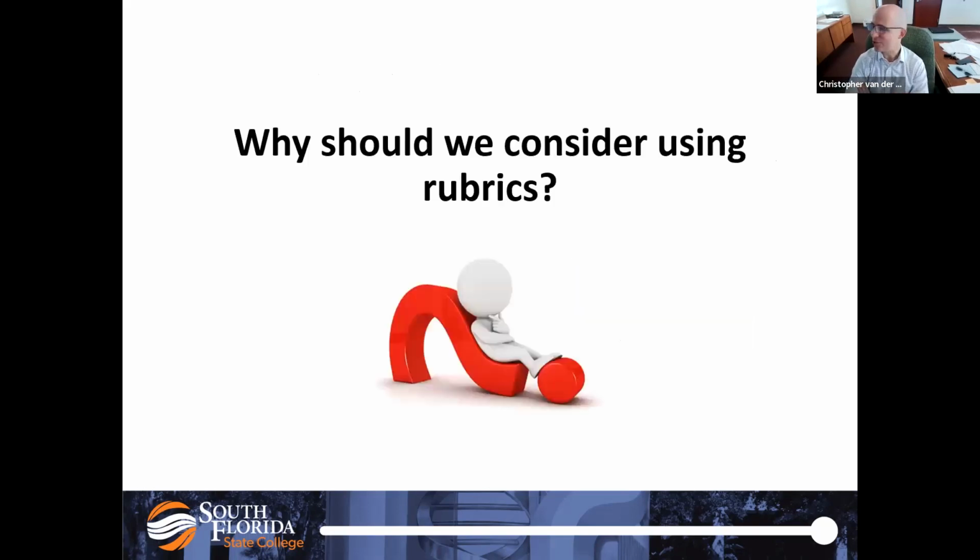Why should we consider using rubrics? I'm going to pose that to the group. The experts here, some of you may use rubrics or develop your own. Why do you use them? What do you think are some reasons why we should consider using rubrics?